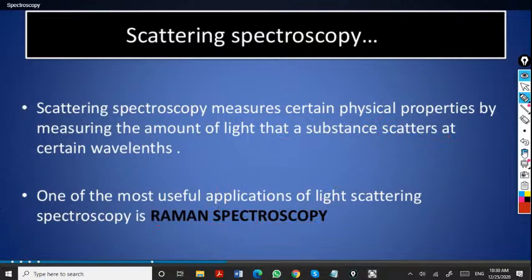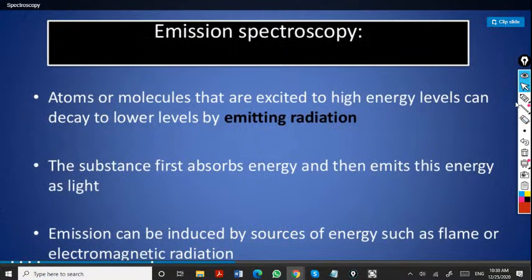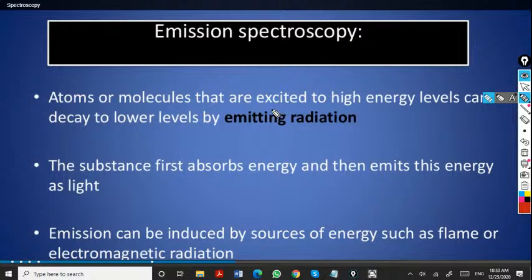And emission spectroscopy. Here we measure the emitted radiation. When a higher energy electron comes down to its lower energy shell, the extra energy it loses will be emitted. You can measure that emitted light, and the spectroscopy of the emitted light is emission spectroscopy.